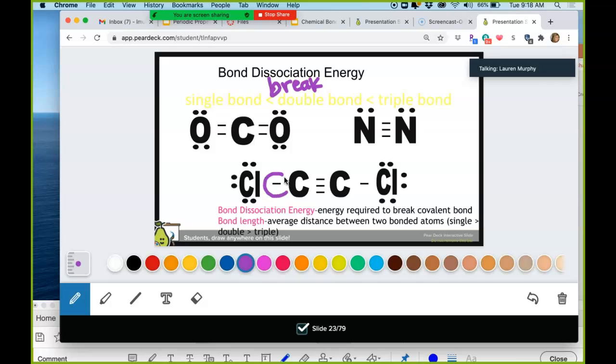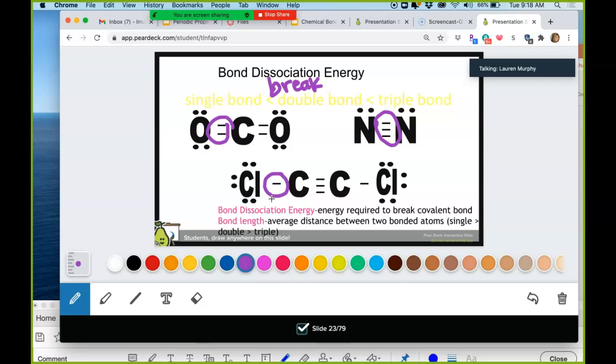Single bonds are the easiest to break, so they have the lowest bond dissociation energy. You don't have to put in a lot of energy to break them. And then double are a little harder to break, and then triple are the hardest to break. So low bond dissociation energy is a single bond, and the highest bond dissociation energy is a triple bond. If something has high bond dissociation energy, it means it's very difficult to break that bond. Okay?